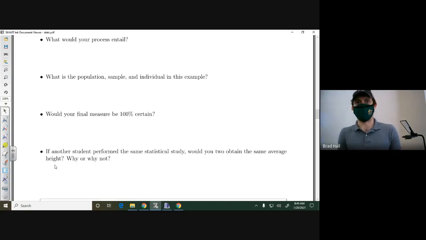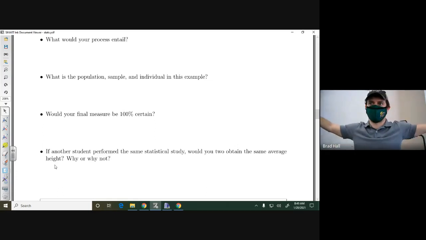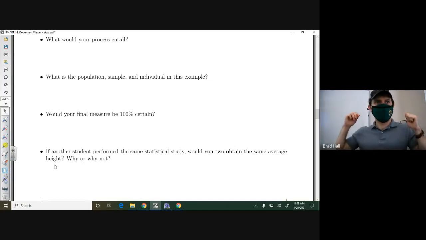So your conclusion here is you want to pick good sources and you want to have a sense of confidence that your average height is a fair representation of the population of Southeastern students as a whole. That's what you want to figure out. Statistics is not used to find a definitive answer, but what it's used to do is to make an inference about a population by performing a statistical study on a sample.